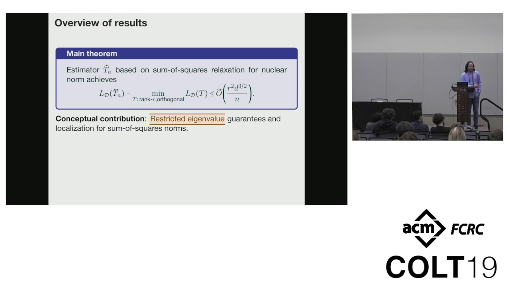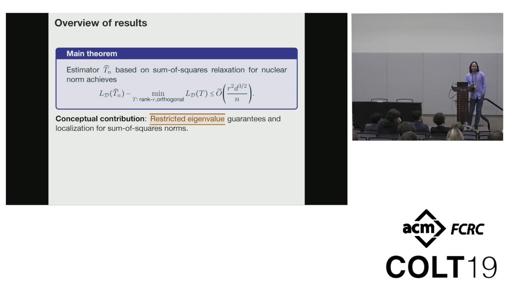Whenever you try and prove fast rates for convex relaxations, the key abstraction to think about is what's called localization. Essentially it says that when you're proving generalization error bounds, you only need to look at tensors that are close to the optimal predictor. So we show how to make these arguments work for SOS in this setting.